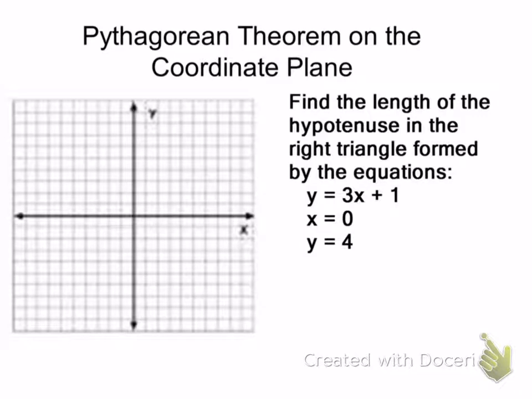All right, so this next thing is talking about find the length of the hypotenuse in the right triangle formed by these equations. And so you just need to make sure you know how to graph these lines. I think that we do. So I'm going to graph this first equation in red. So I'm going to start at 1, and I'm going to go up 3 over 1. It's kind of hard for me to do on here. 2 over 1.